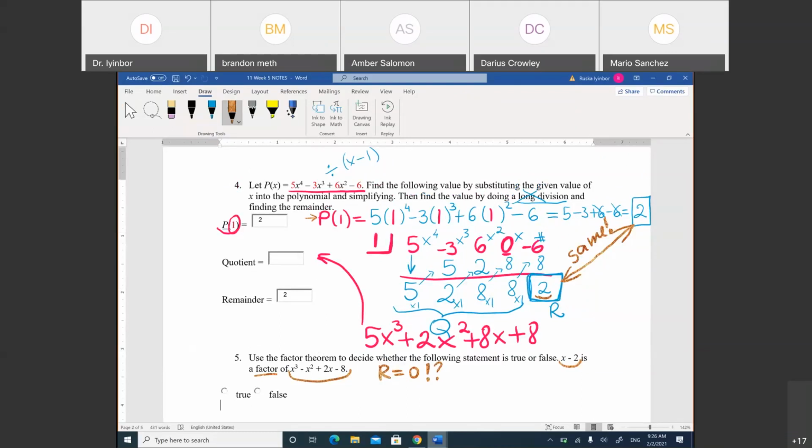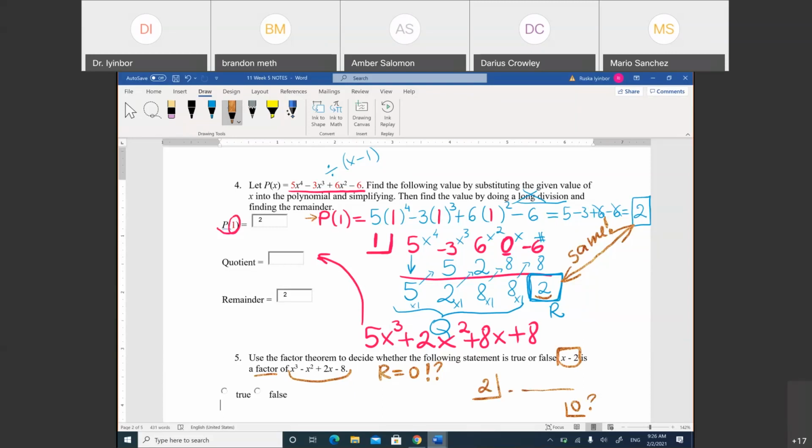So what is the number in front of the table? If you divide by x minus 2, what are you going to put in front of the table? 2. Positive 2. Okay. So you can make a table. You can do synthetic division with 2 in front. Calculate the table. If the remainder is 0, the answer is yes. If the remainder is not 0, then it's no.